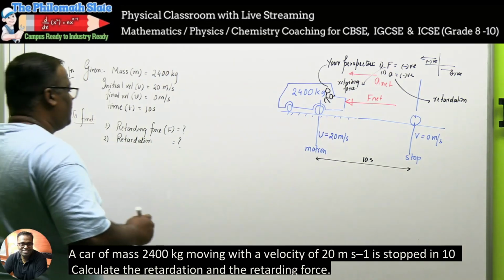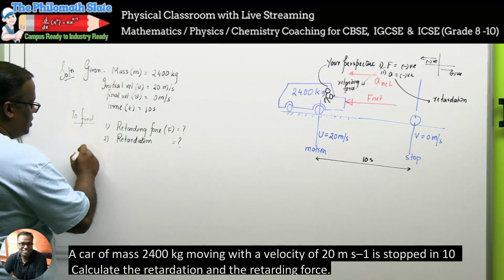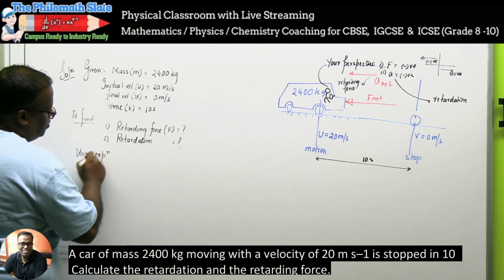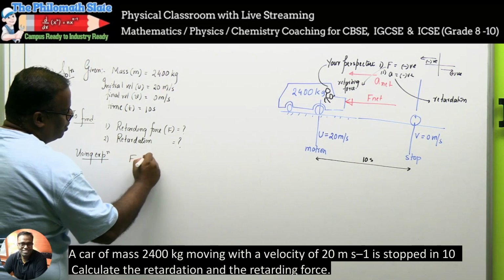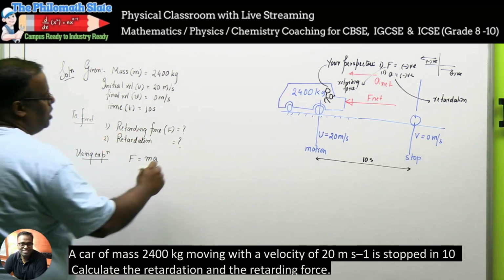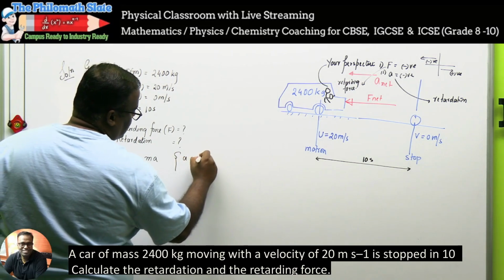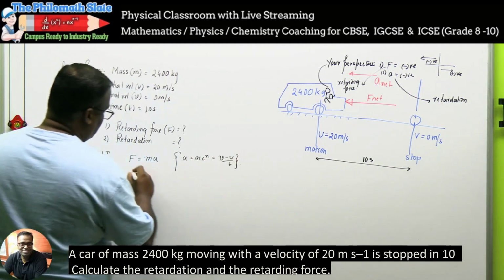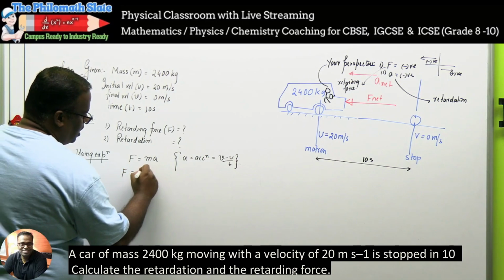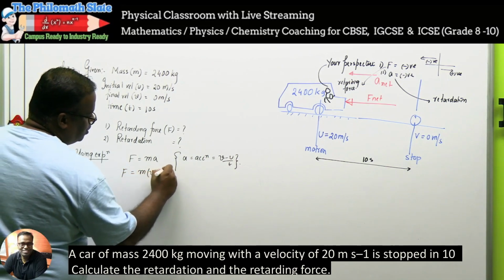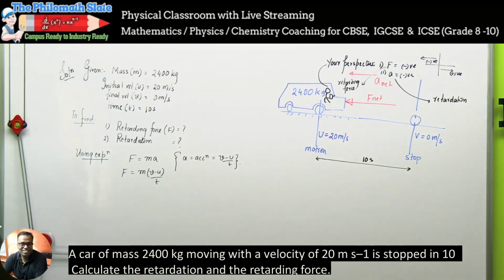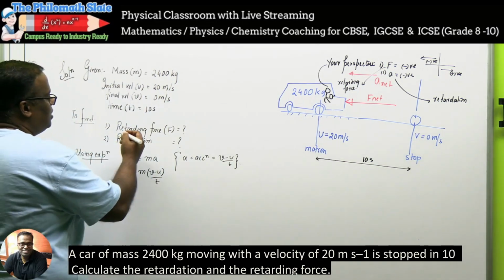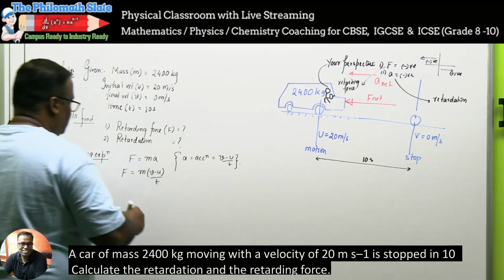So let's start using formula. Let's use the expression F is equal to m into a. Here a is equal to acceleration, which is equal to v minus u upon t. So can I write my F to be equal to m into v minus u upon t, right? They've asked me to find the retarding force. In fact, they've asked the retardation first, so let's calculate the retardation first.